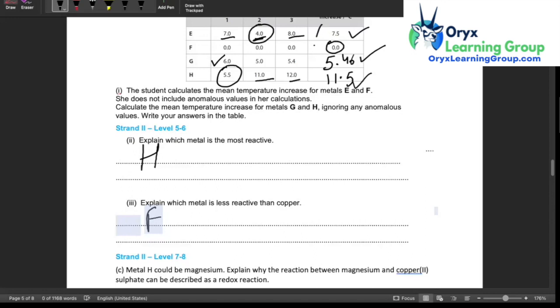Clear with that? So depending on these numbers only, we have to answer this one. So you can see that in case of F, there is no change in the mean temperature. That's why F is less reactive than copper. Are you clear with this? Temperature will only increase when there is a reaction, and a reaction will be there only if there is a metal which is more reactive than copper. Since in case of F, there is no increase in temperature, it means that metal is less reactive than copper. Is everyone clear? Yes. Okay, let's go to the next one.